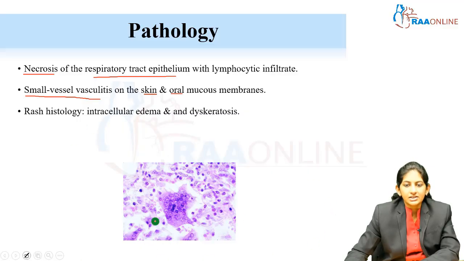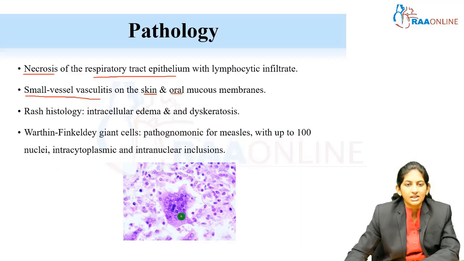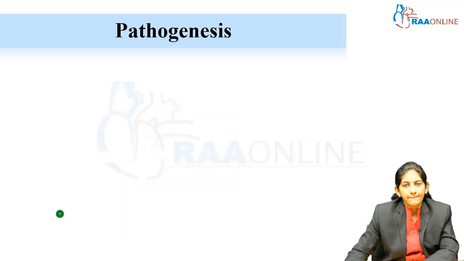We can see dyskeratosis and many giant cells. There are many cytoplasmic infiltrates in many epithelial cells. Inflammation is there. This large cell over here with multiple nuclei is called the Warthin-Finkeldey giant cell, which is pathognomonic for measles. Up to 100 nuclei can be seen in these giant cells. There are so many cytoplasmic and intranuclear inclusions. So this is the histopathological picture.